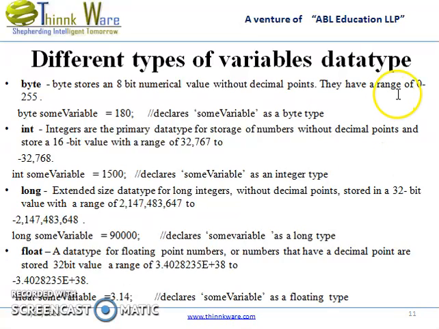Different types of variables with their data types. The byte. Byte stores an 8-bit numerical value. Int. These store the integer value, for storage of numbers without decimal points. Long, an extended size data type for long integers, stored in a 32-bit value. The float. Floats have numbers that have a decimal point and are stored in a 32-bit value range.